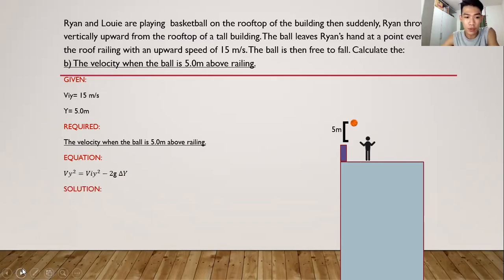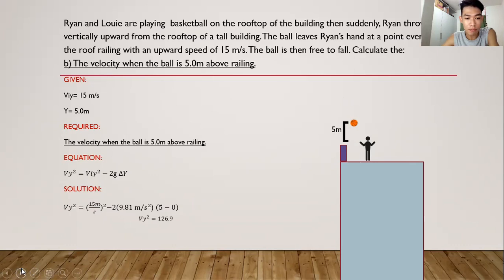So for our solution, applying the data, Vy squared is equal to V initial, which is 15 meters per second squared, minus 2, multiply gravity, which is 9.81 meters per second squared, multiply delta y, which is y final minus y initial. Since given tayo ng y final, which is yung pinapasolve is 5 meters above the railing.